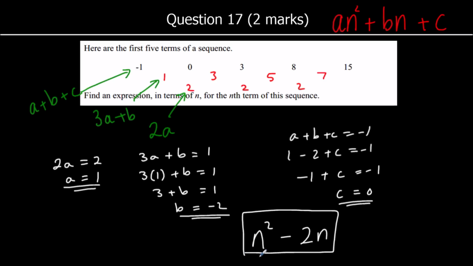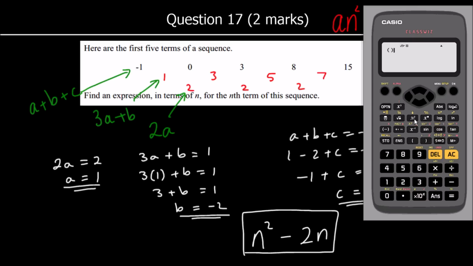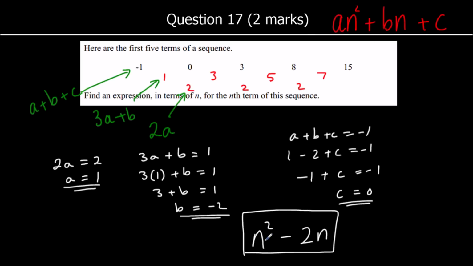And we can check that by substituting the numbers in. So n squared minus 2n. The fifth term is when n is 5, so that should be 15. And it is. The first term should be negative 1. And it is. So it's n squared minus 2n.